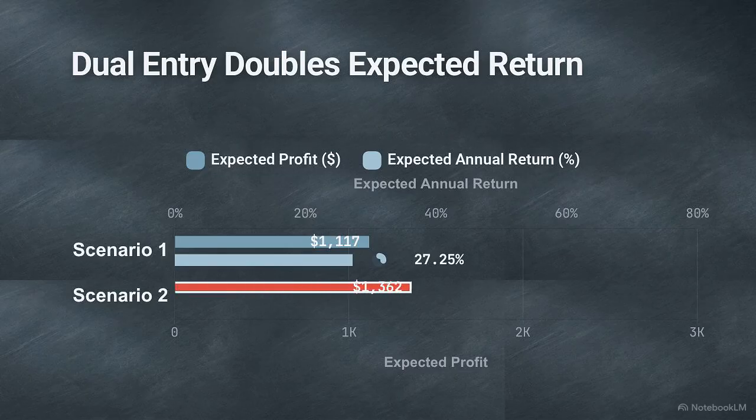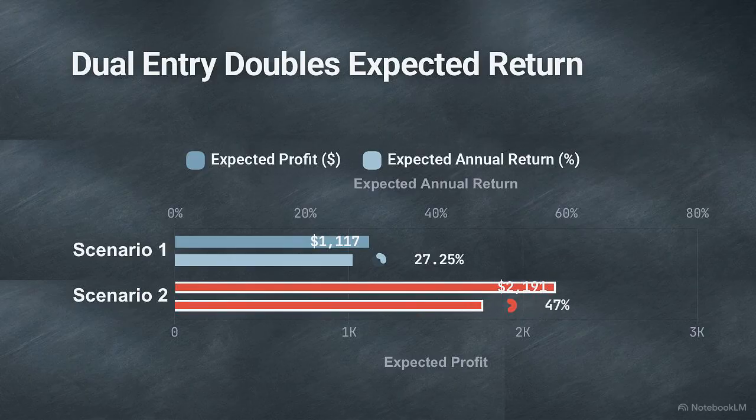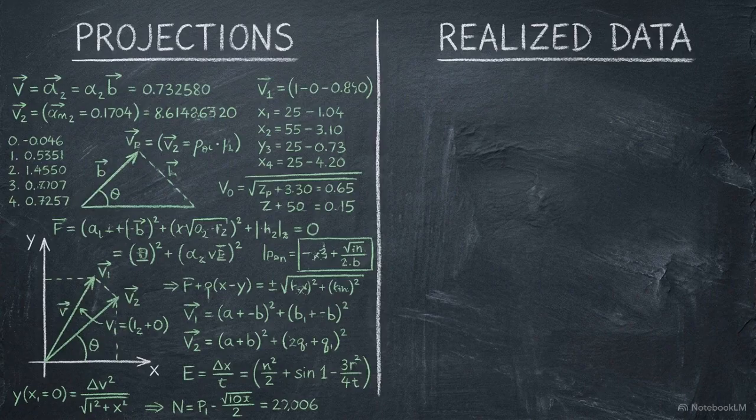Incorporating the secondary entry and a partial exit at target 2, the expected total profit for scenario 2 increases to $2,191. This produces an expected annual return for the second scenario of 53.29%. These projections form the mathematical baseline against which we will evaluate the final realized data at cycle completion.